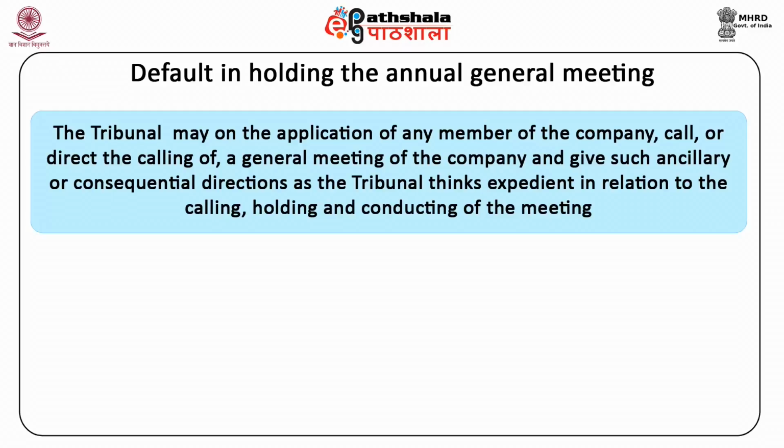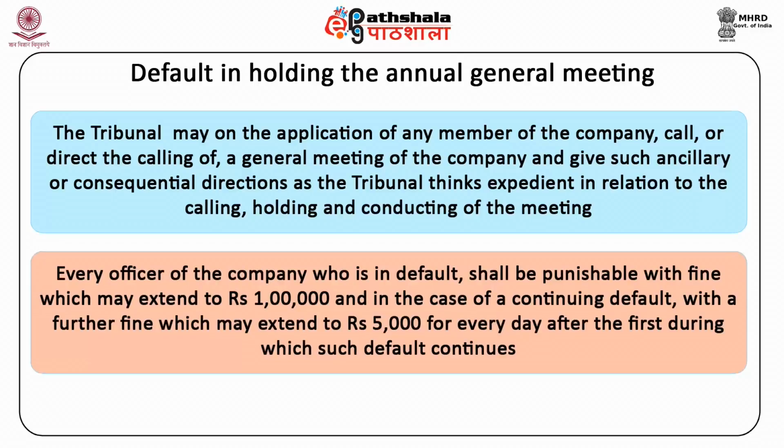If default is made in holding a meeting of the company in accordance with Section 96 or in complying with any directions of the Tribunal, the company and every officer of the company who is in default shall be punishable with fine which may extend to rupees 1 lakh, and in the case of a continuing default, with a further fine which may extend to rupees 5,000 for every day after the first during which such default continues.